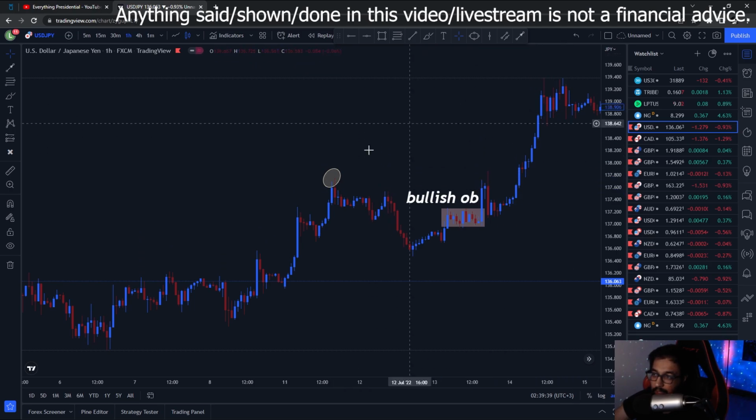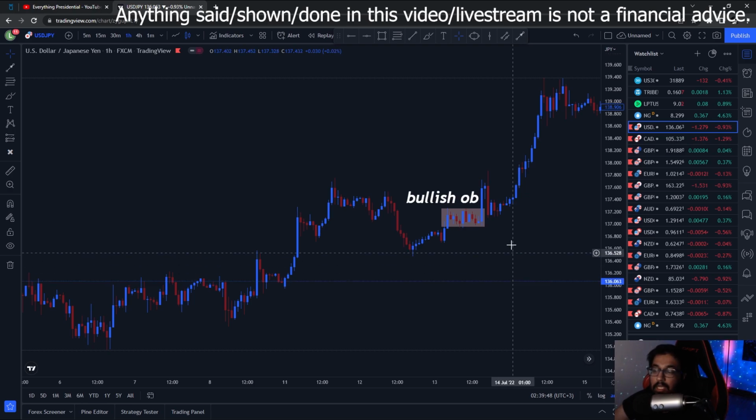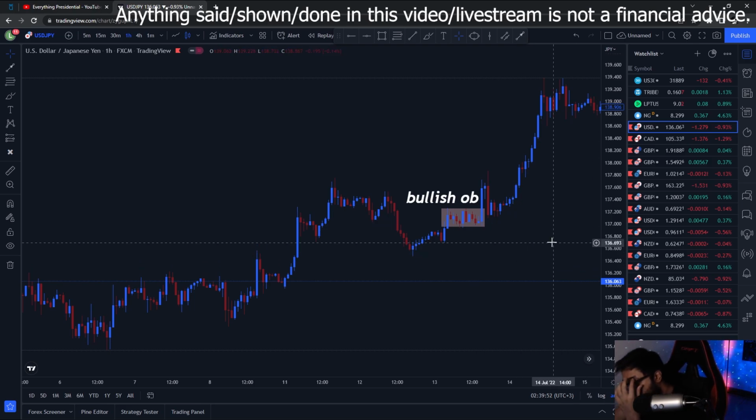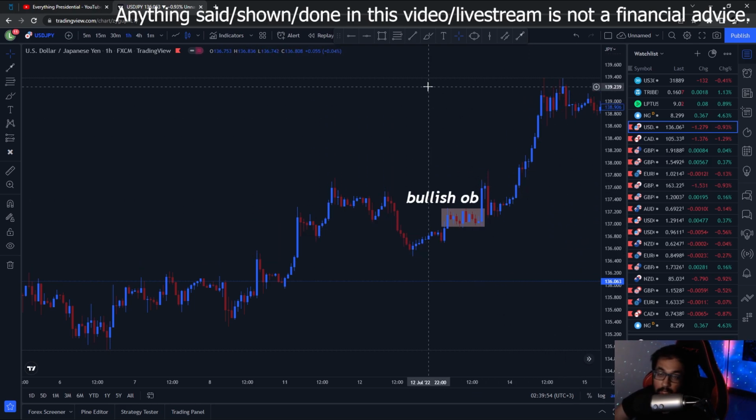If you have understood the concept of order blocks, you should be able to answer this question before I answer it. So this is a bullish order block. The market is continuing higher. So if the market is... and what did I say? Order blocks are points of reversals. So when the market is going to revisit this area in the future, what am I going to be looking for? Am I going to be looking for buys or sells?